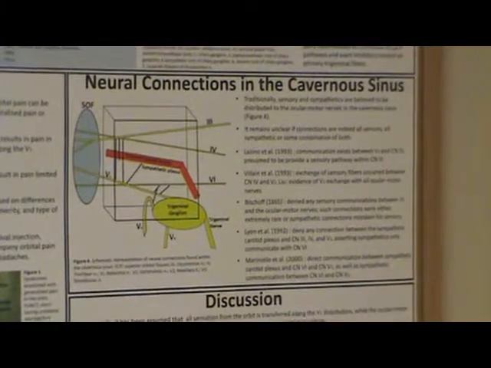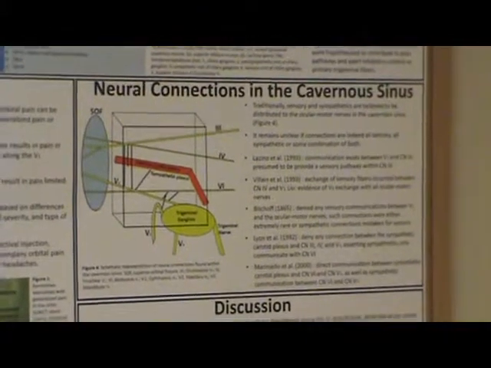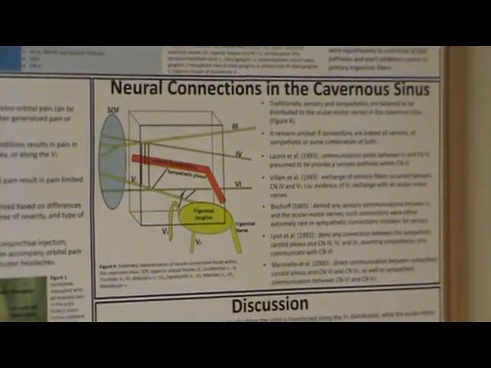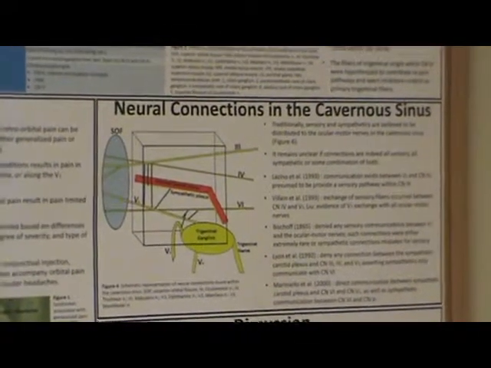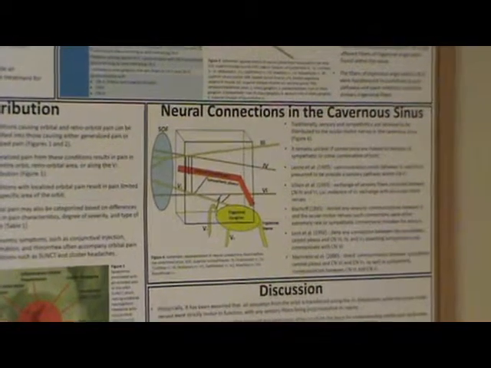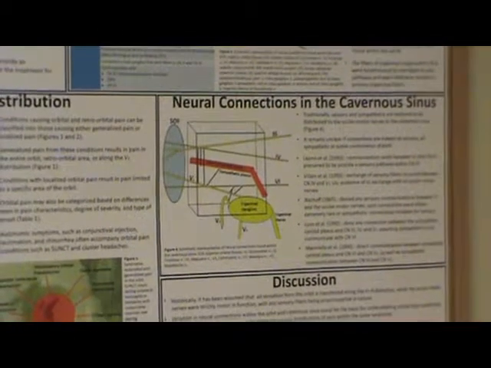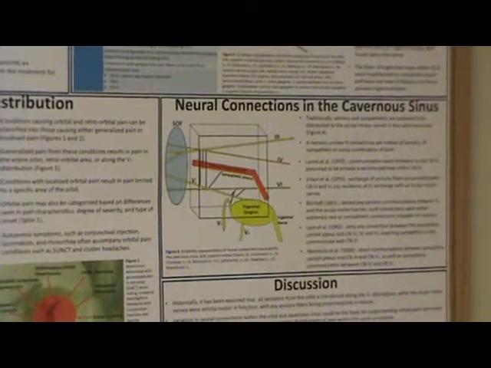Other sources have denied any sensory communications between the trigeminal and oculomotor nerves, stating that the connections seen were either extremely rare or sympathetic in origin. Other reports denied any connection between the sympathetic carotid plexus and cranial nerves 3, 4, and V1, asserting sympathetics only communicate with cranial nerve 6.